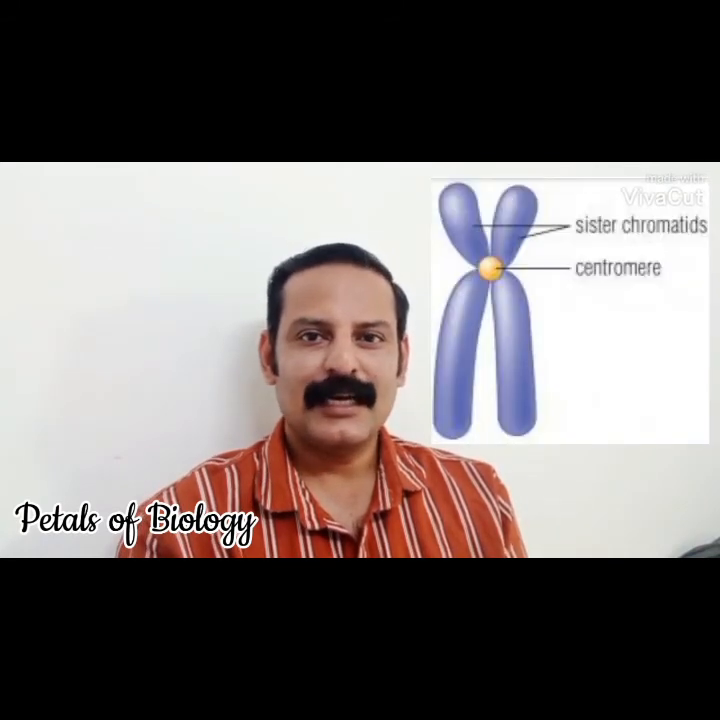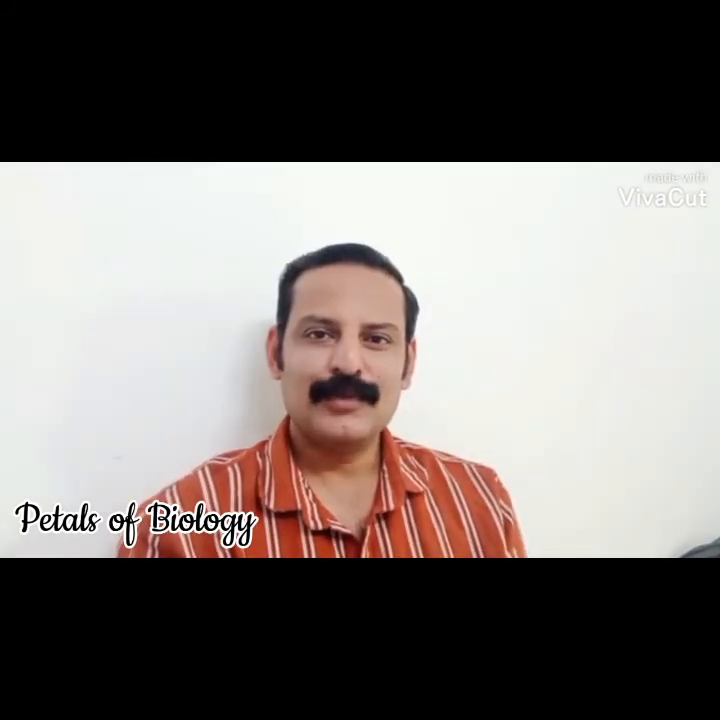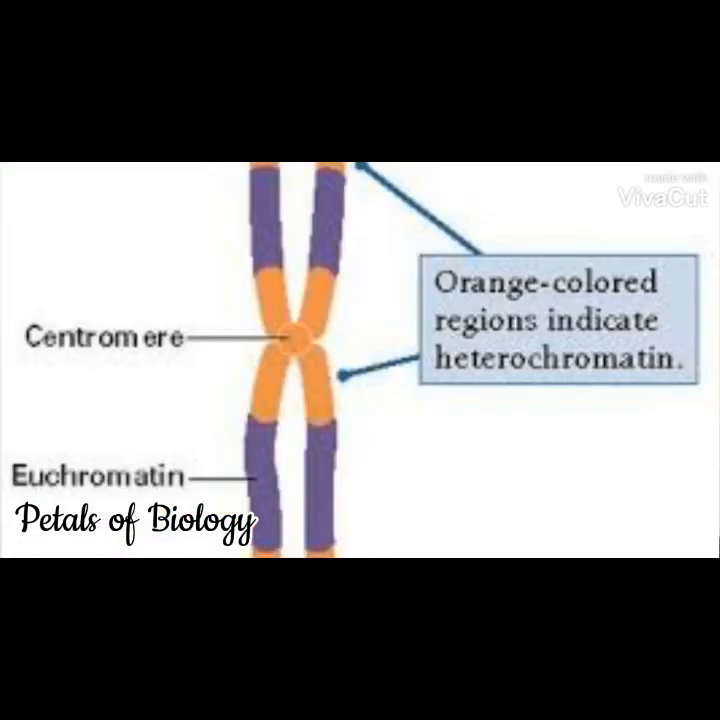The chromatin fibers are long thread-like structures. Later they transform to chromosomes with chromatids as well as centromere. The chromosomes are the sites of DNA and proteins. There are two different types of chromatin recognized in the chromosomes. They are euchromatin and heterochromatin.